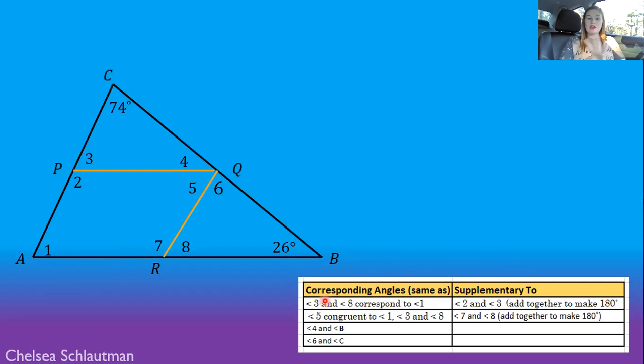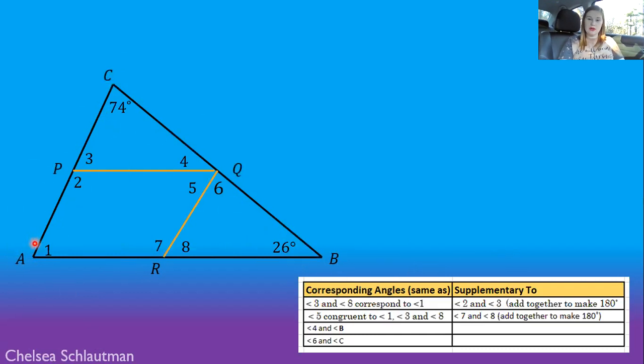But first, let's look at the overall triangle that we have here, the one labeled A, B, and C. And it's the largest of all of them. And if you'll see, we have one labeled 74, one 26, and one is just labeled with angle 1.